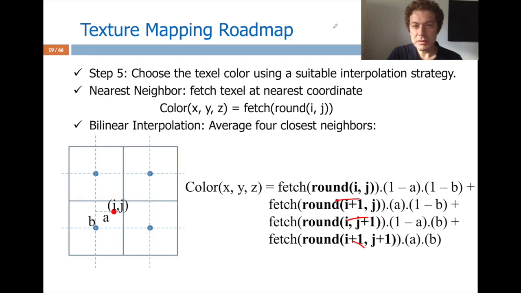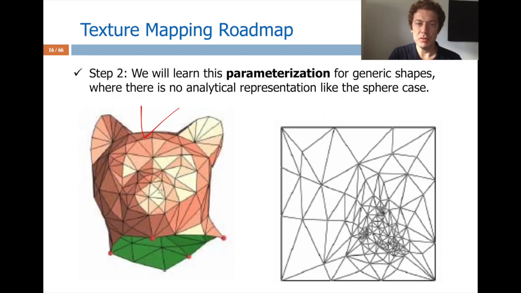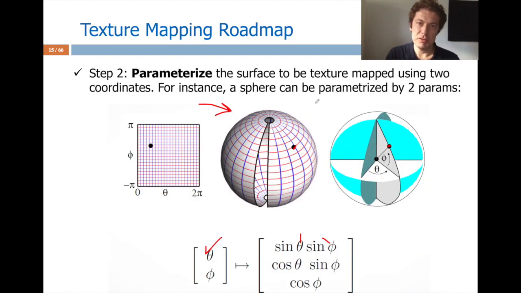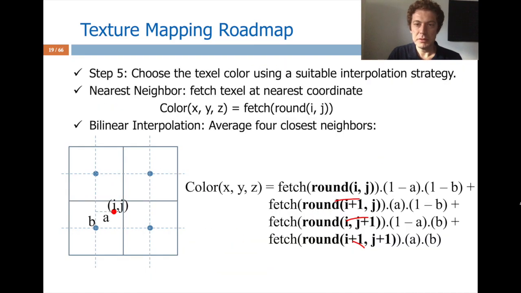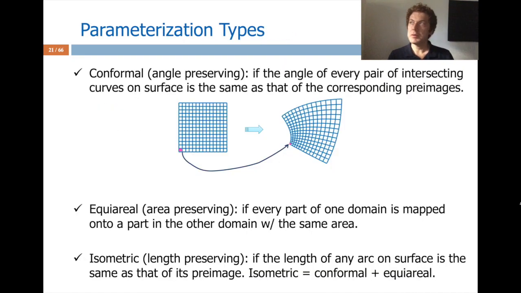But the crucial part still remains a mystery: an arbitrary mesh to 2D. So you'll see it, don't worry. We have seen the parameterization for a mathematically known object, but of course it is not sufficient. So let's talk about parameterization now.